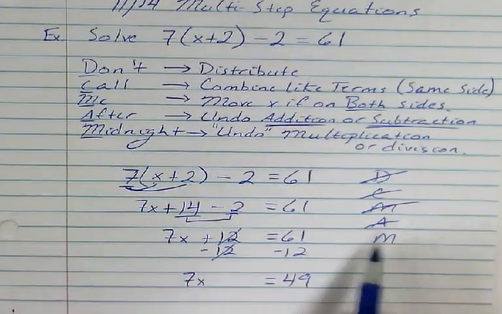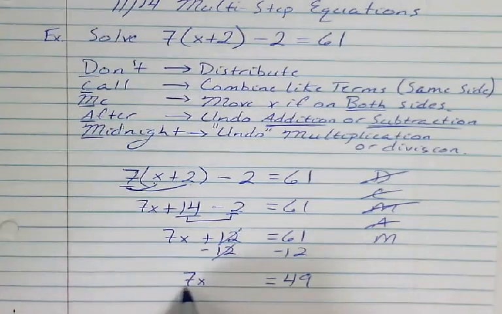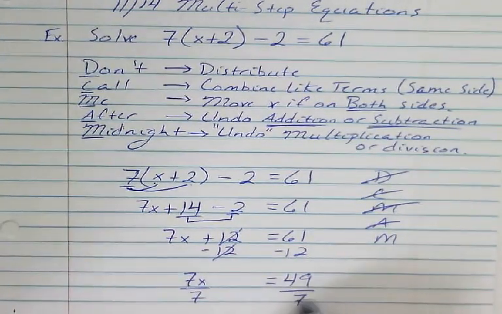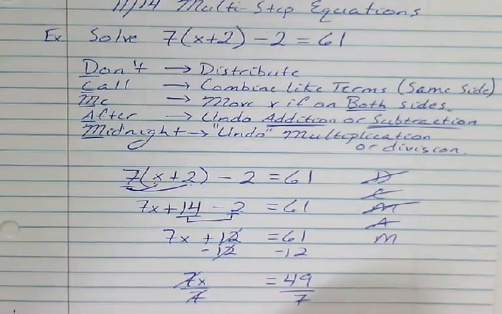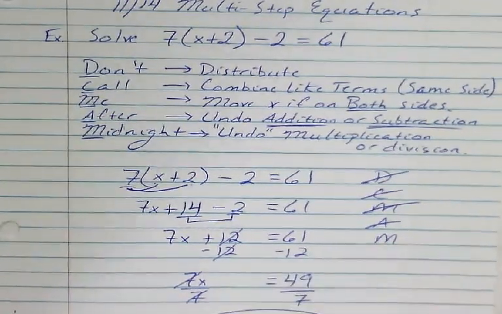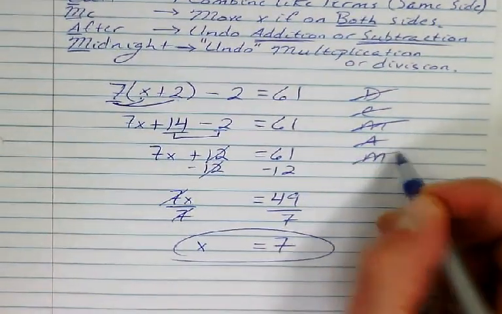Last step, multiply or divide. The inverse of multiplying by 7 is to divide by 7. And we get x equals 49 divided by 7 is 7. I can do that today. All right, so there's our process. Don't call me after midnight.